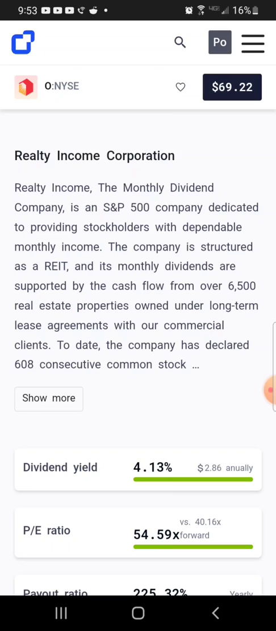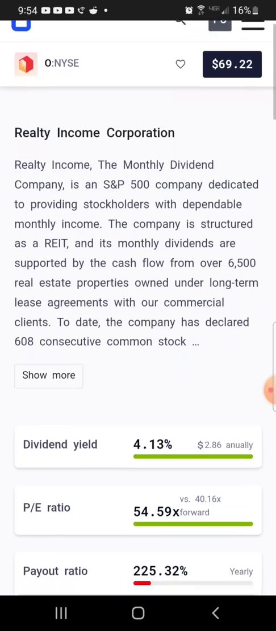Realty Income, the monthly dividend company, is an S&P 500 company dedicated to providing stockholders with dependable monthly income. The company is structured as a REIT, and its monthly dividends are supported by cash flows from over 6,500 real estate properties owned under long-term lease agreements with our commercial clients.